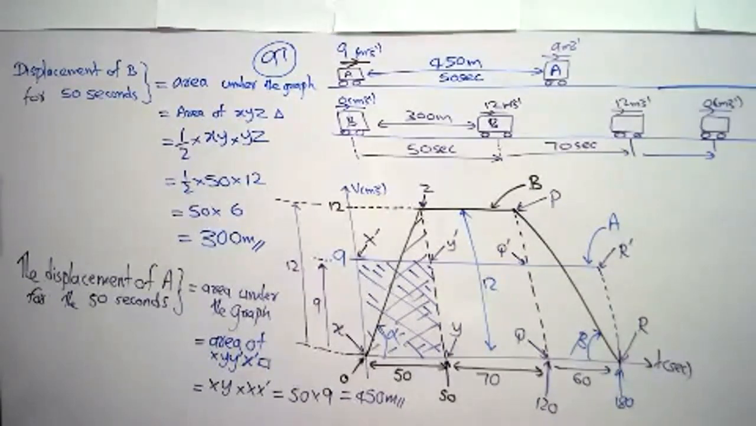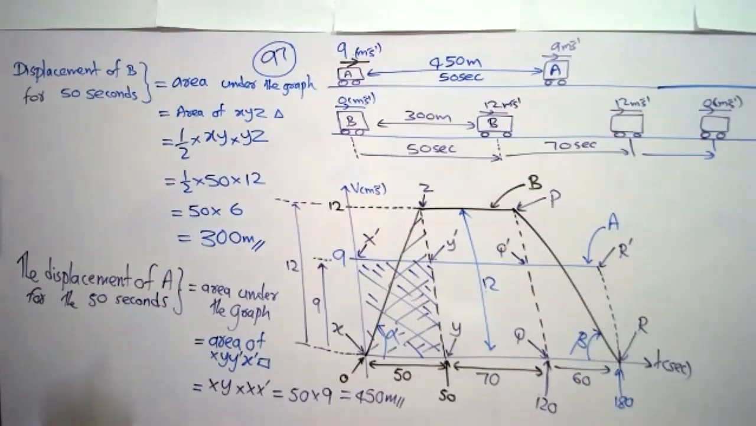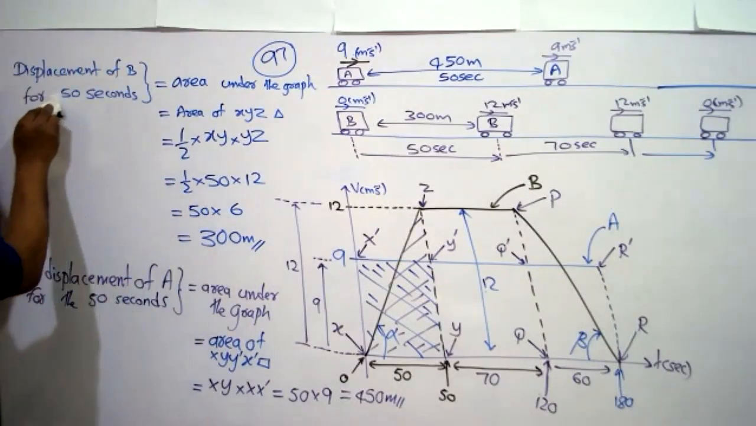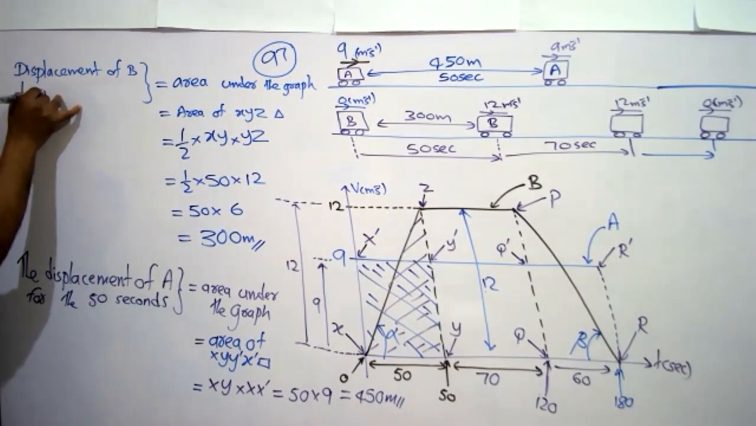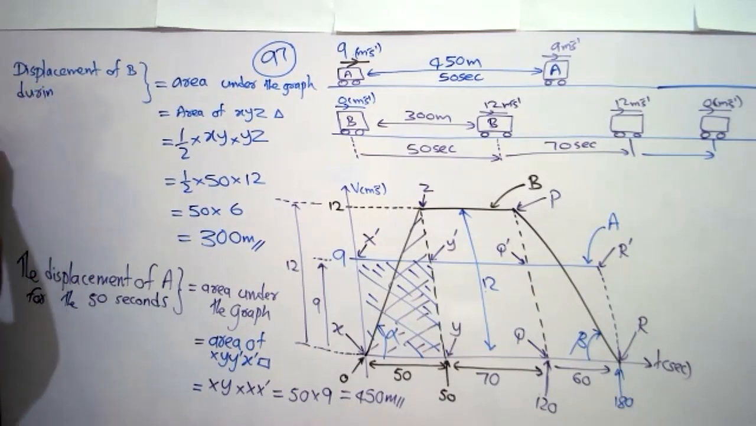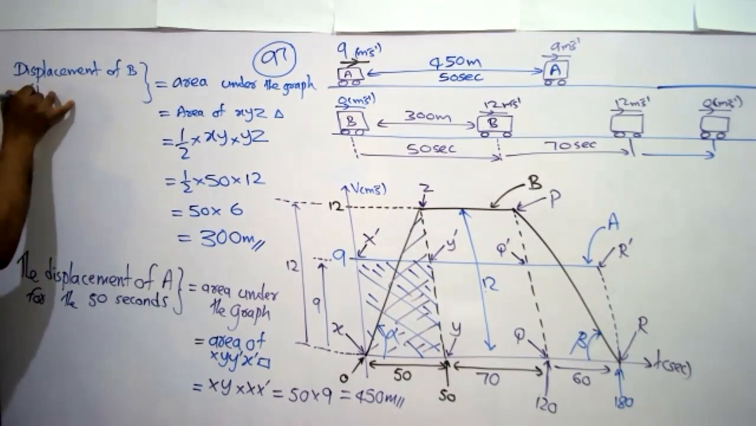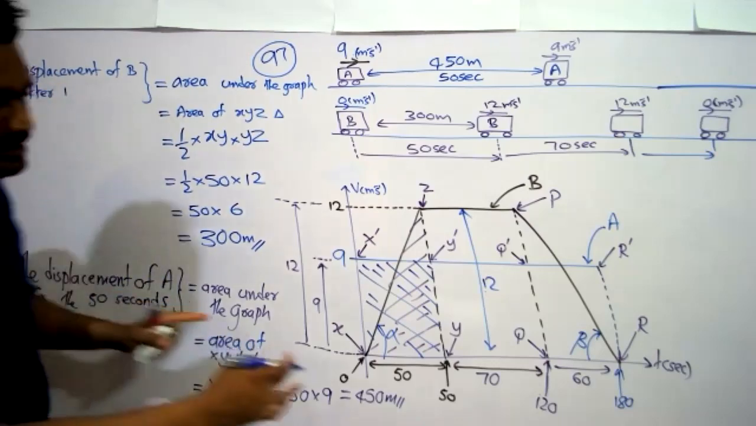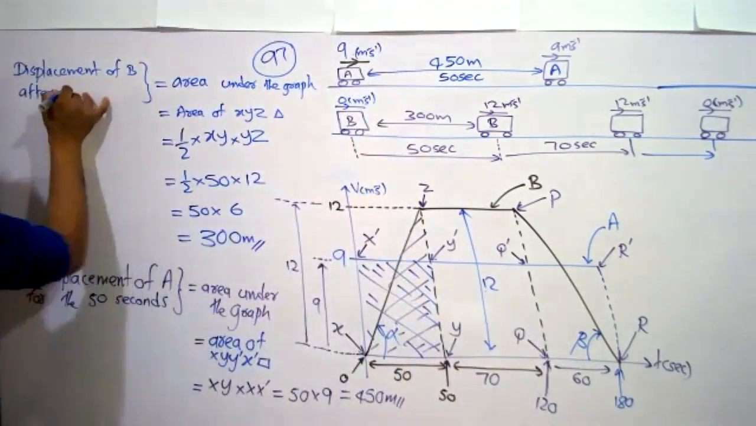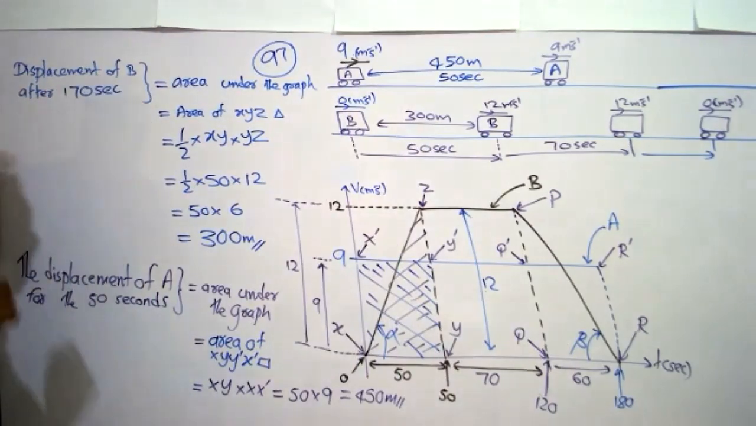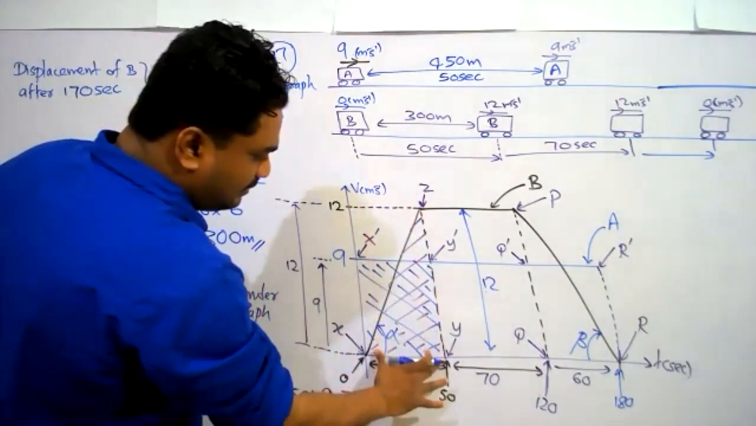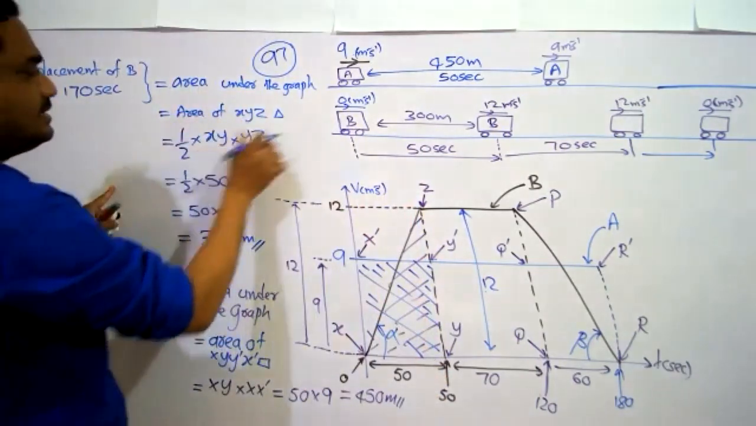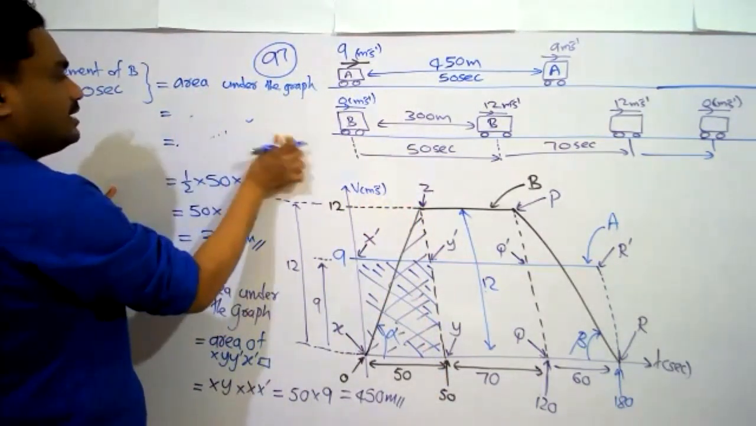Right. Thank you, dear. Now I'm going to ask you to find the displacement of B. Look at the displacement of B after 100, and this is 50, this is 70, after 170 seconds. So that is the area under the graph. We have found the displacement of the first 50 seconds, that is the area of XYZ. We have already found the displacement.